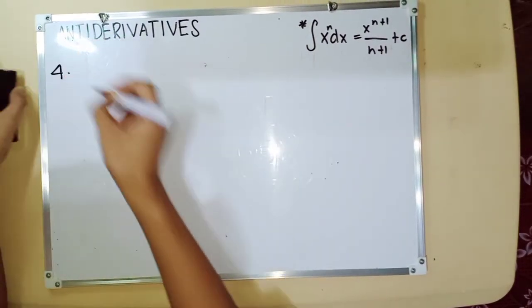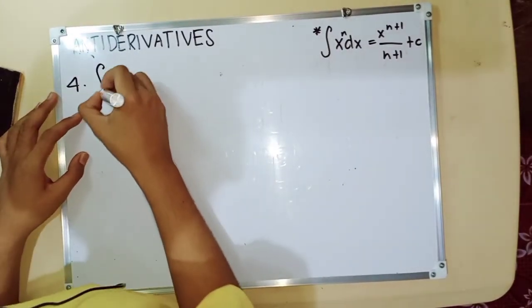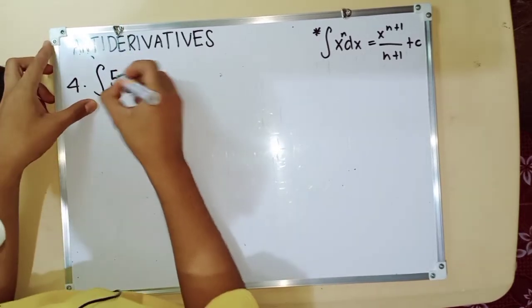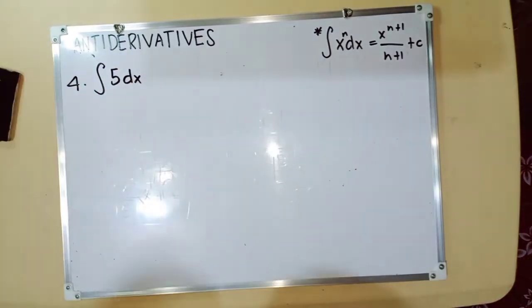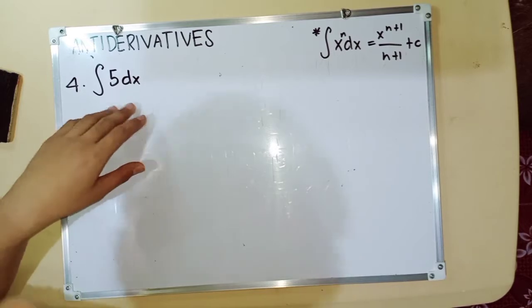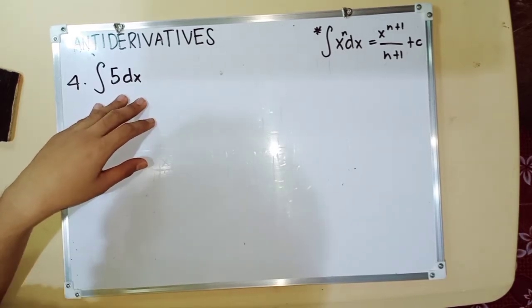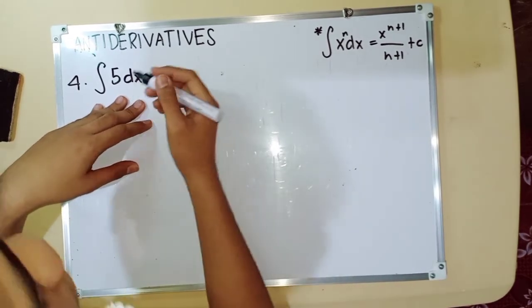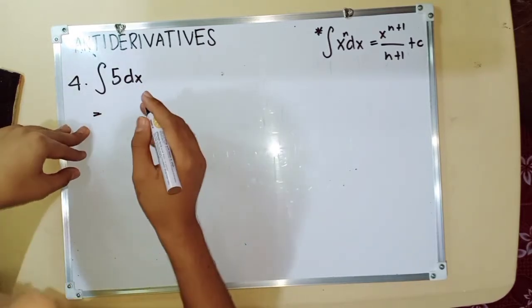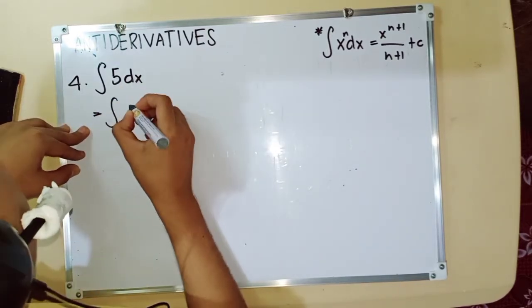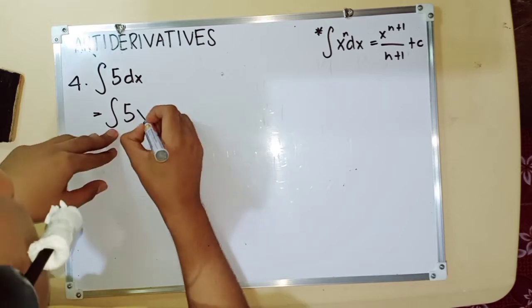Number 4. Let us take the antiderivative of 5 dx. Sa problem na ito, wala tayong nakikitang x. Pero gaya ng ating previous examples, ibig sabihin, ang x dito ay raised to the power of 0. So, pwede nating ilagay ganito.